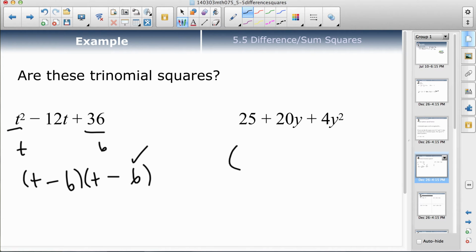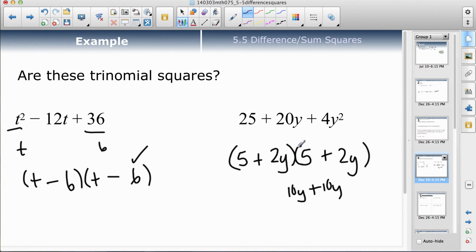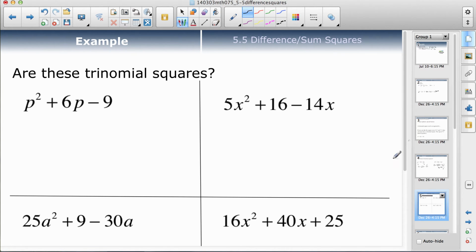Let's try this one. So can I take the square root of the first one? Square root of 25 is 5. Yeah, I could do that. So 5 and 5. Square root of 4y squared, yeah, I could take the square root of that evenly. So one's 2y, one's 2y. This sign's positive. Both signs are the same. They're both positive. And then I would FOIL it and multiply it out and just check. 5 times 5, 25. 5 times 2y, that'd be 10y. And then 2y times 5 is another 10y. Those add up to 20y. 2y times 2y, 4y squared. That one works fine.